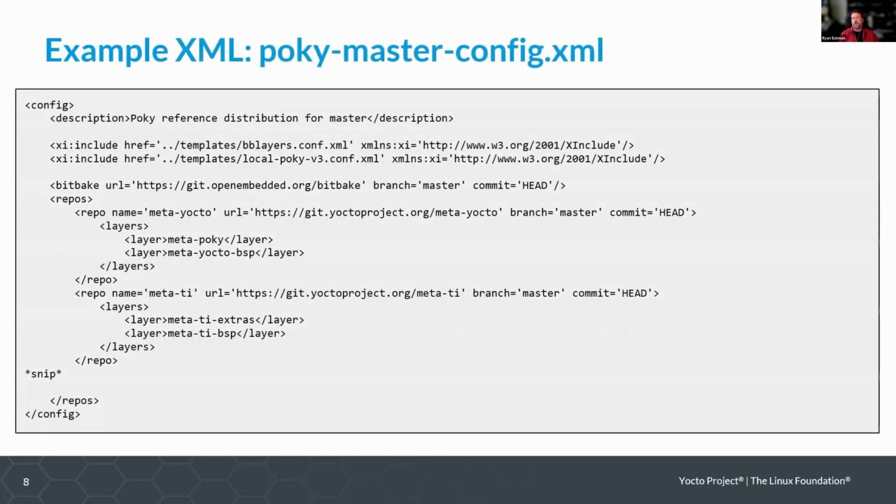So here's just an example of one of the XML files that we have in there. You can see that we have the include reference using the XML include methodology for doing that. You can also see where we have the reference of what bitbake version to use and where to pull it from, as well as what repositories and what layers to include from which repository.